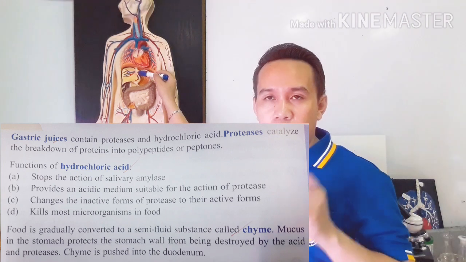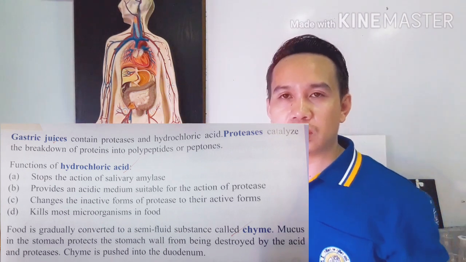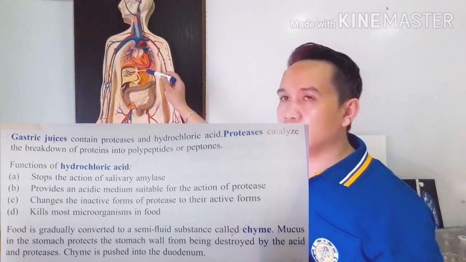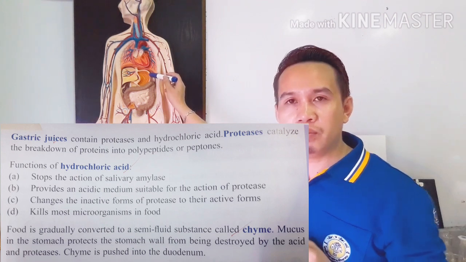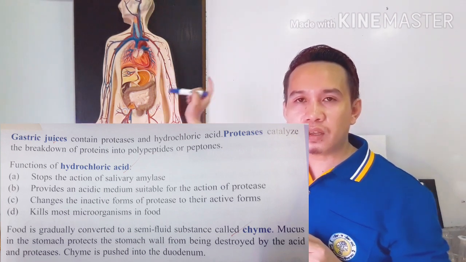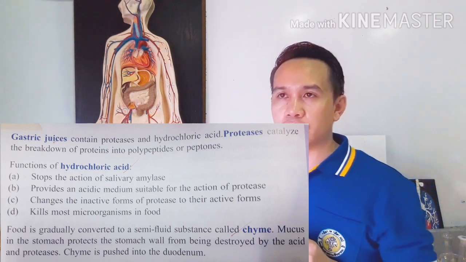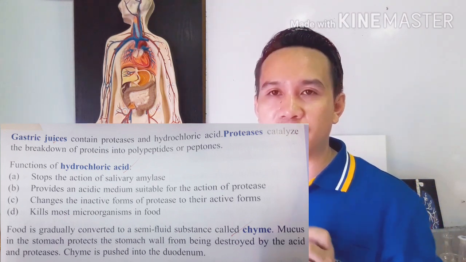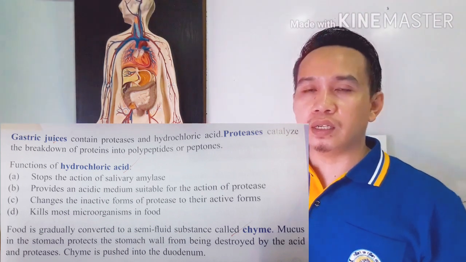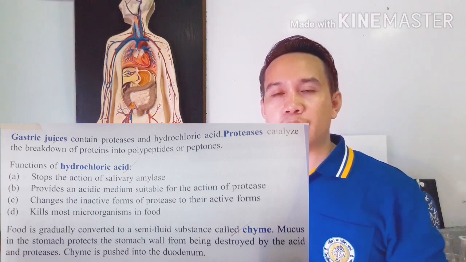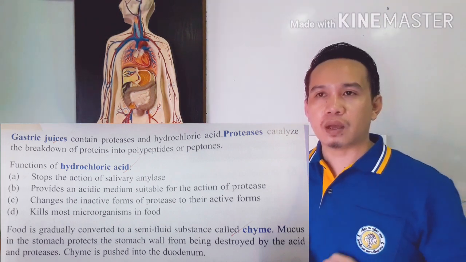Number 1, it is used to stop the action of salivary amylase. Next, it provides an acidic medium suitable for the action of protease. Next one, it changes the inactive forms of protease to their active forms. Next, it kills most microorganisms in food. That is why there are few bacteria inside our stomach.